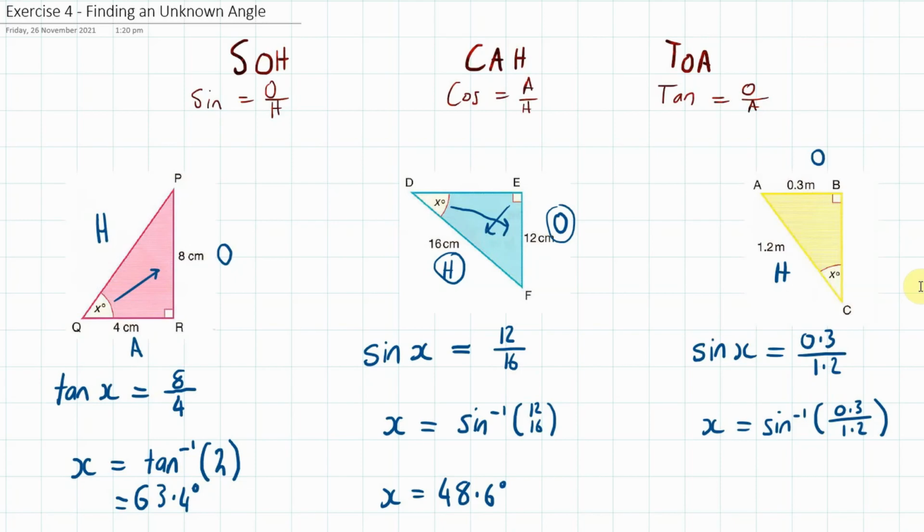Now when you put this in your calculator, you're going to get x is equal to 14.5. Now we always do degrees in 1 decimal point, okay, so that's why I'm just going to 1 decimal point there.